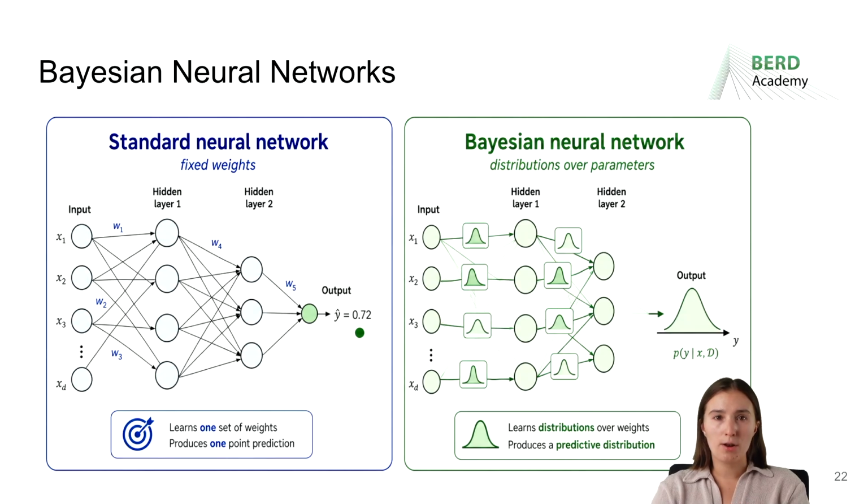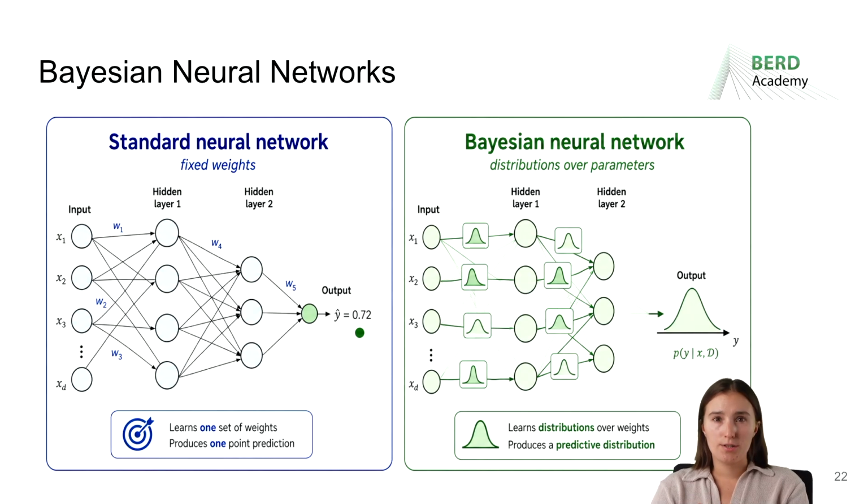Okay, and for a standard neural network, it's important to understand that it learns one set of weights. Those weights are all the weights between all the connections. And since you just have a fixed scalar value for each of the weights, so each weight is a certain number, for example, minus 0.73, and if you multiply all that, you get one single output, one single point prediction. And as you might see, there is not much information about the uncertainty in a standard neural network.